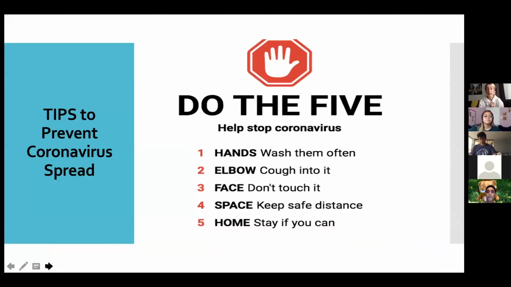And there is another tip, we call it do the high five, to help stop coronavirus. First, hands: wash them often, at least 20 seconds, and we learned the techniques. 2, elbow: when you cough, try to cough into it. That's how you're supposed to cough. You don't cough and spread all your viruses in the air. Yeah, you cough here, perfect.